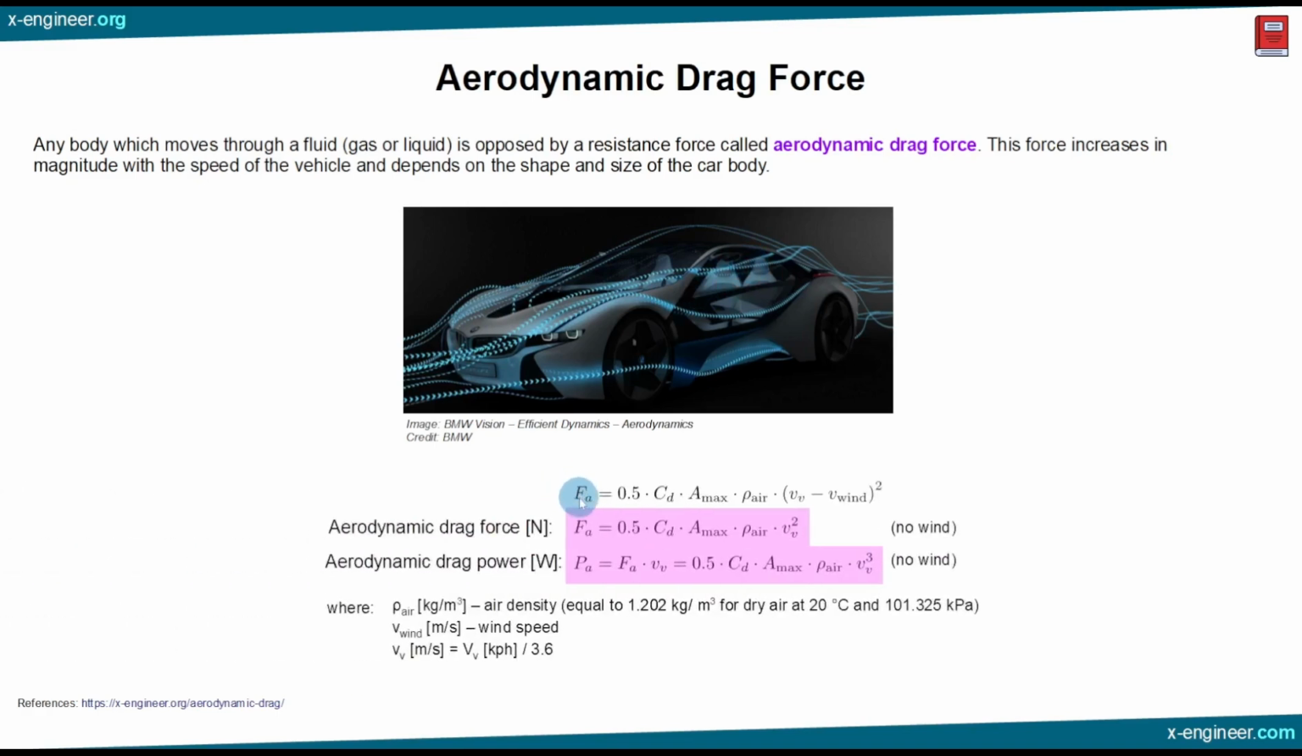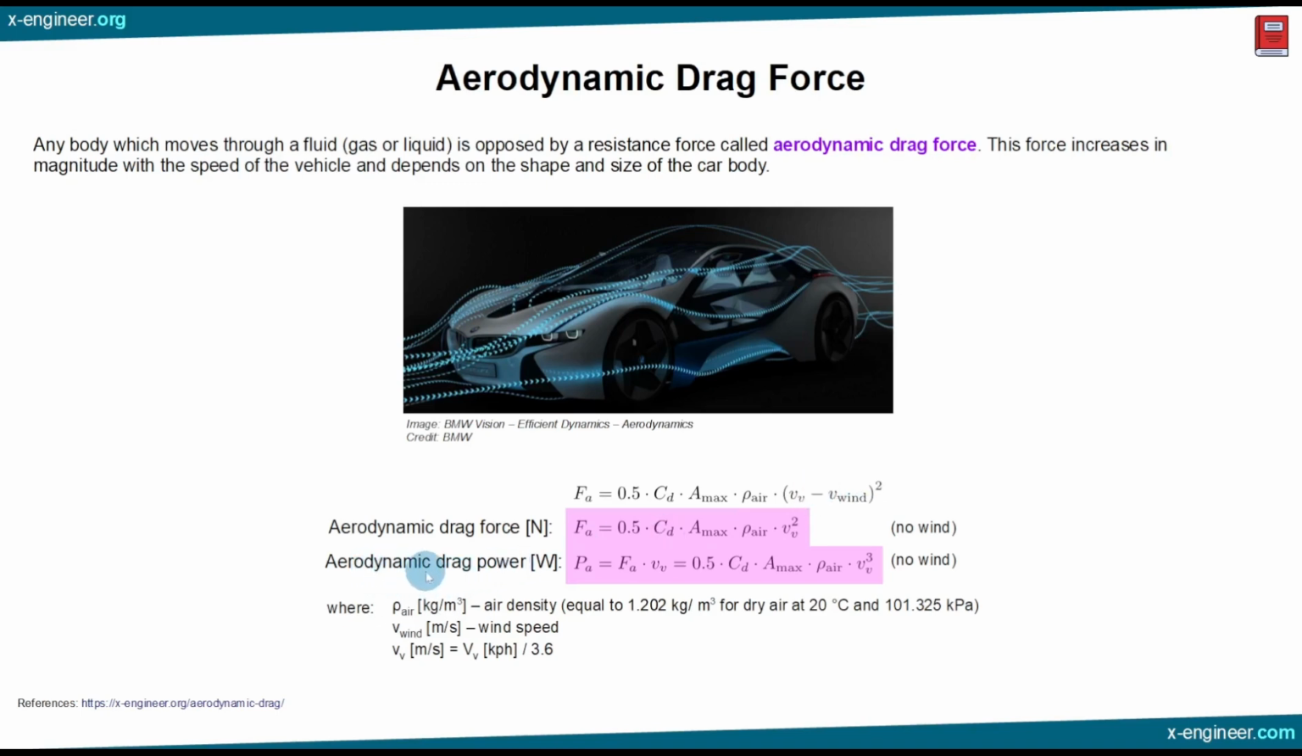The aerodynamic drag force, Fa, is calculated as 0.5 times the aerodynamic drag coefficient, CD, times the maximum transversal area, times the density of air, times the square of the speed of the vehicle minus the speed of the wind. If the wind is blowing from behind, then we have a minus in this equation. If the wind is blowing from the front, then this minus becomes a plus.